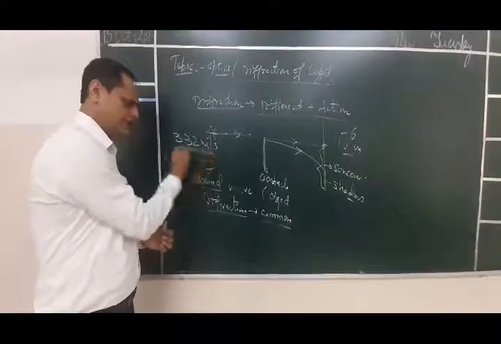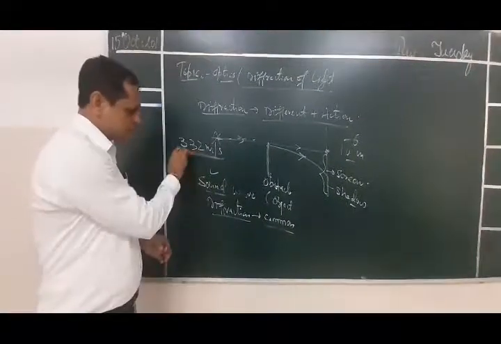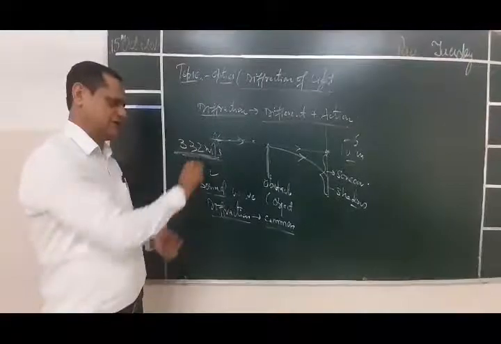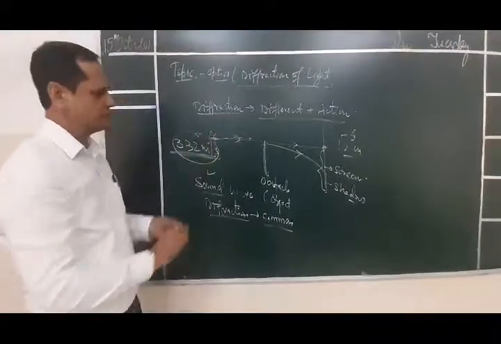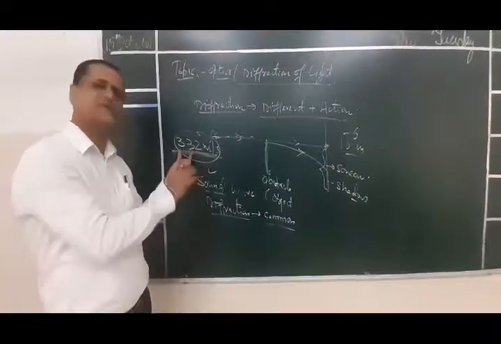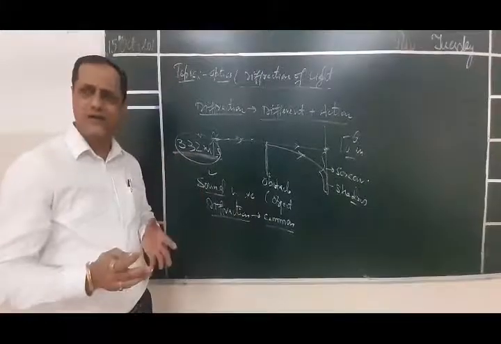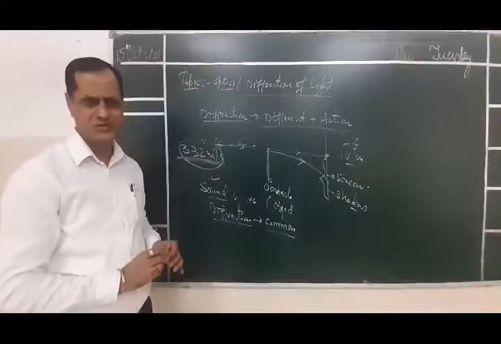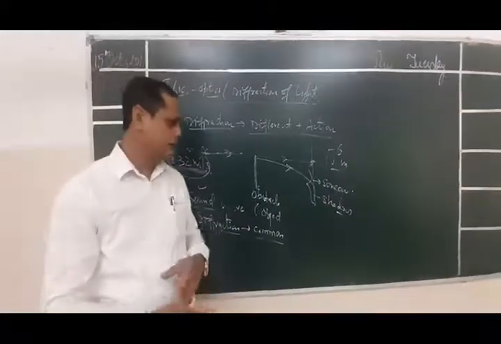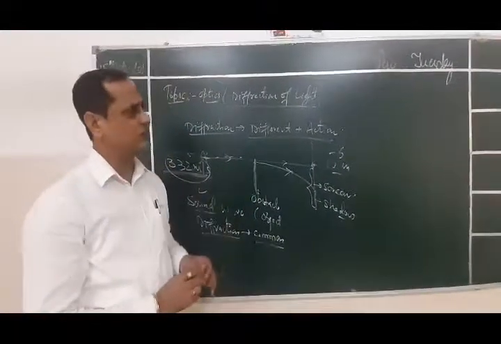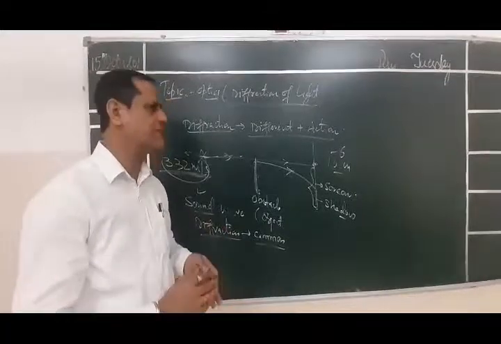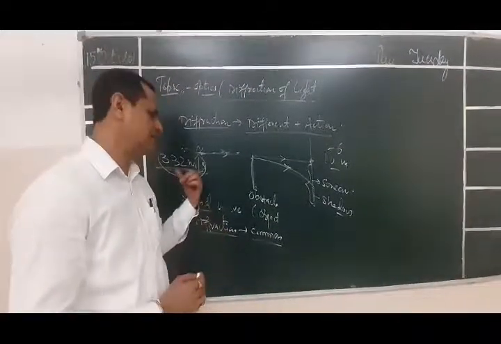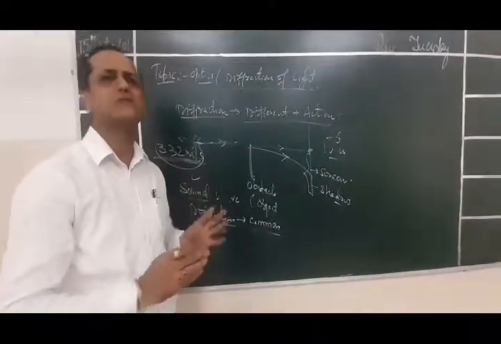Whenever the speed is such, the wavelength is very large, and such a large size of obstacle is very common, so diffraction of sound wave is very common. So this is what I am going to explain to you. Diffraction of light is not very common due to its very small wavelength, and diffraction of sound is very common due to its large wavelength.